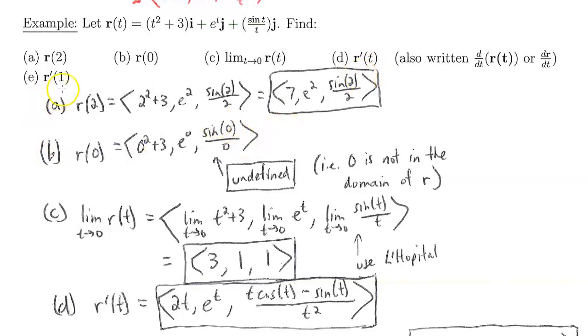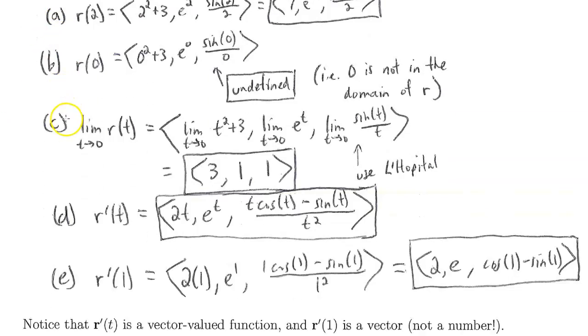Okay, now what about r prime of 1? We have r prime of t. What's r prime of 1? Well, we already found r prime of t was this vector valued function. If we plug in 1 for t, notice what we get. We're going to get 2 comma e to the 1 comma, well, this ends up being cosine of 1 minus sine of 1. Okay, but the point is this is a vector. So in other words, the derivative of a vector valued function is a vector valued function, but the derivative at a number ends up giving you a vector.